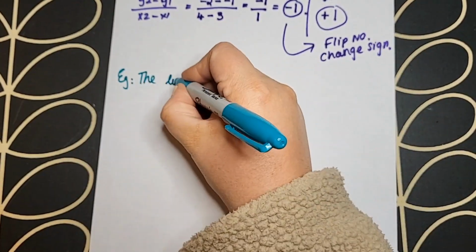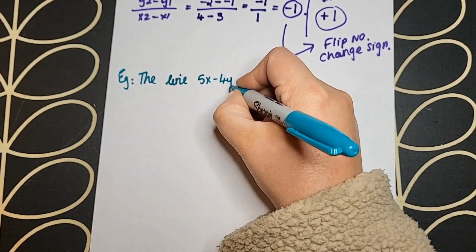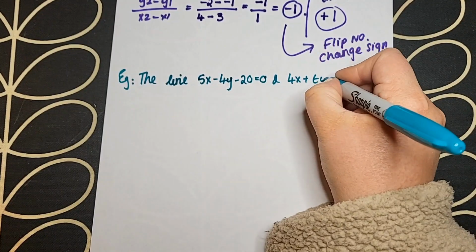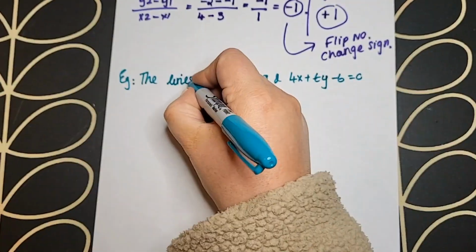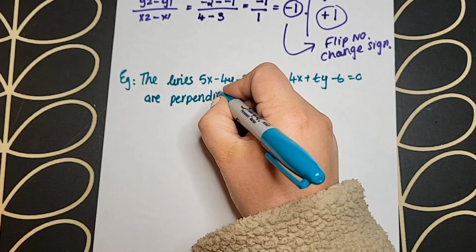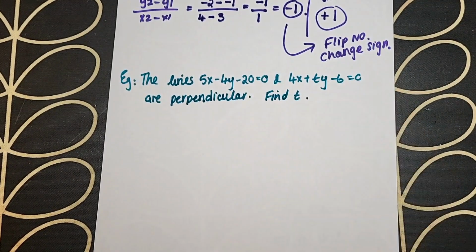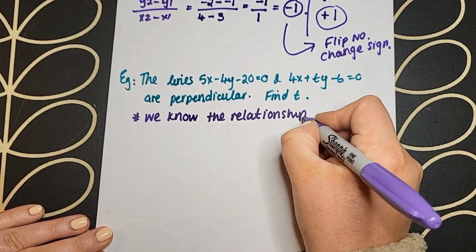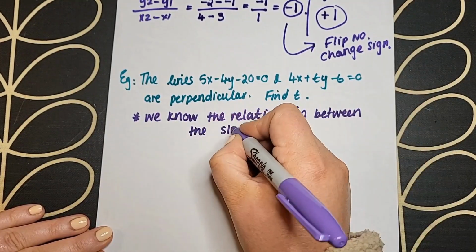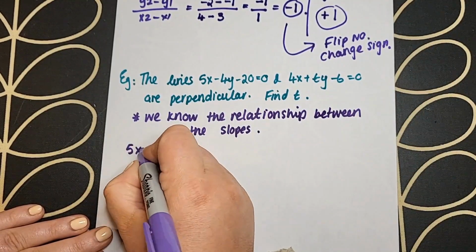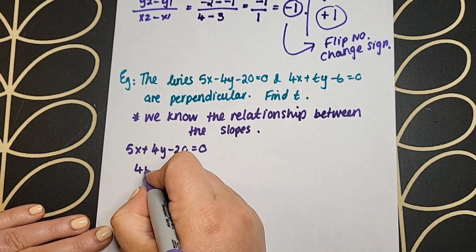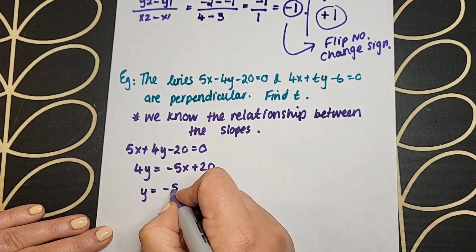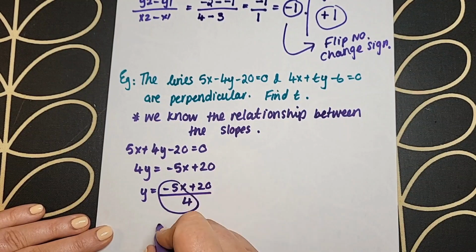Okay, let's look at one more question on this. So the lines 5x minus 4y minus 20 equals 0 and 4x plus ty minus 6 equals 0 are perpendicular. Find the value of t. You can clearly see that these types of questions are very popular. So we know the relationship between the slopes when they're perpendicular. So let's go ahead and get the slope of the first line. And we see that it's -5/4.